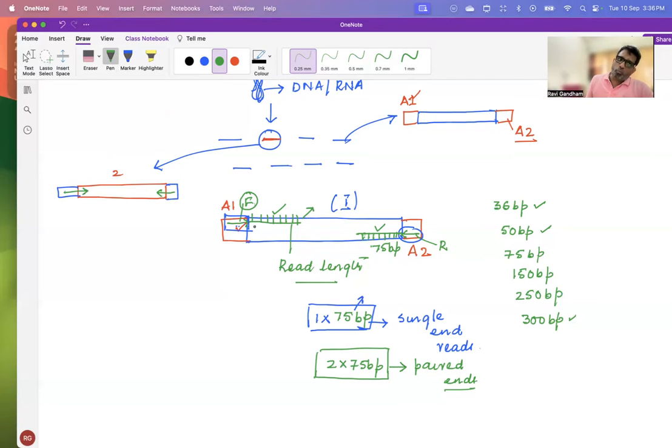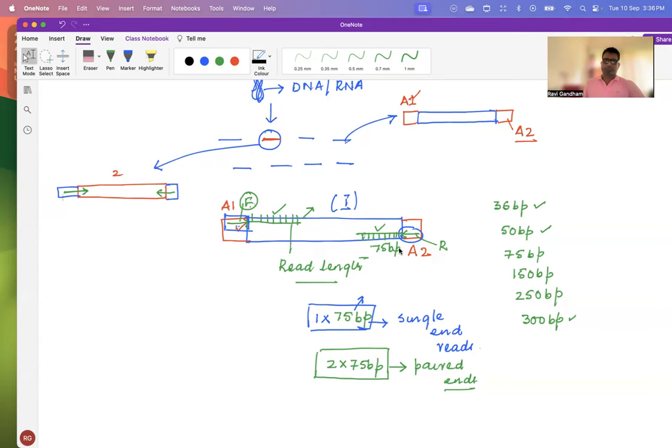And now, the moment this forward primer binds here, this forward primer also binds to this particular adapter here. What I mean to say is, the forward primer that is targeted against one adapter A1 has got the capability of binding to all the positions of the A1 adapters across the millions of fragments. So, in the process of synthesis, millions of fragments are synthesized in one single go in NGS.